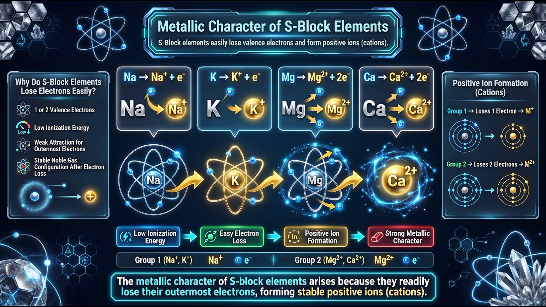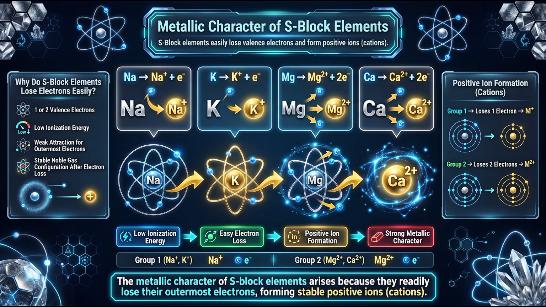The fourth reason given is that after losing electrons, the atoms achieve a stable noble gas electronic configuration. Atoms naturally tend to move toward the most stable arrangement of electrons. Noble gases possess completely filled outer electron shells and are extremely stable. For example, sodium has the electronic configuration 2,8,1. After losing 1 electron, sodium becomes 2,8. This is exactly the electronic configuration of neon, which is a noble gas.